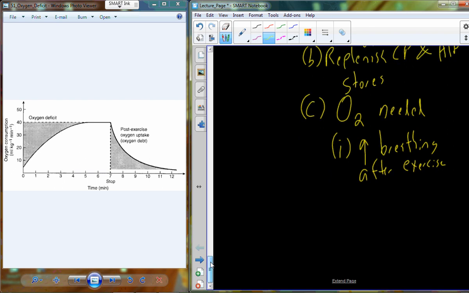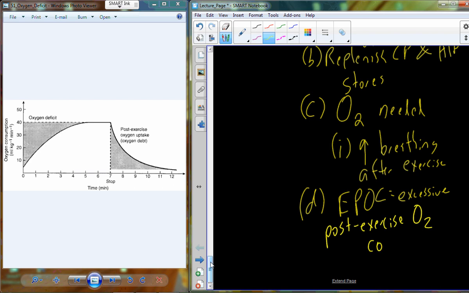So this increased breathing that continues after exercise is what's actually repaying that deficit that was accumulated at the very beginning of exercise. And we give it a really cool name, EPOC. It just stands for excessive post-exercise oxygen consumption, or EPOC. EPOC is what you see there in the shaded portion of the backside of the curve after the completion of exercise. And it's a 1-to-1 ratio that EPOC pays back our deficit.